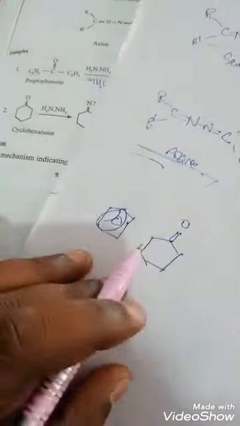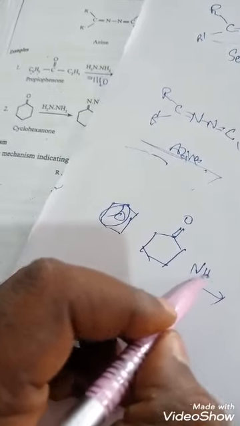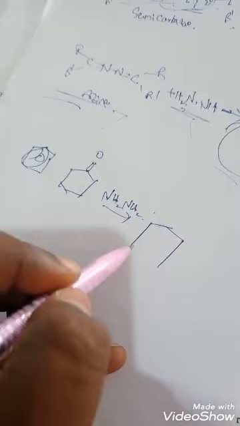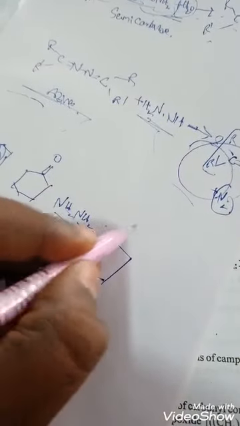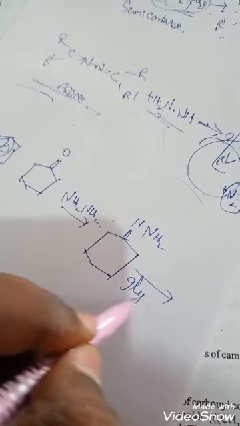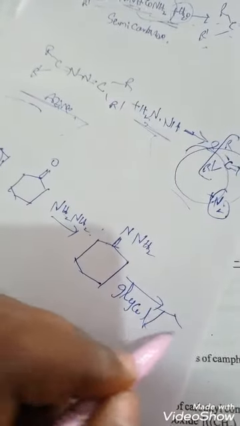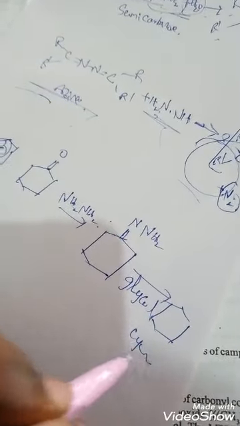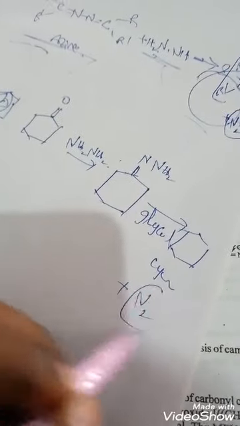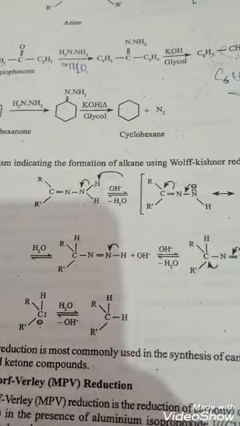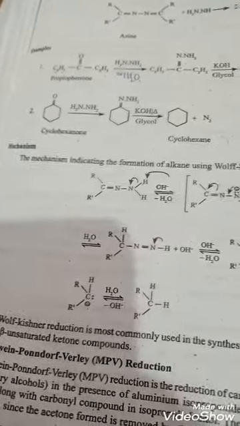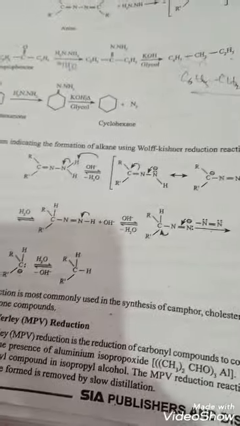Cyclohexanone in the presence of NH2 NH2, what happens? In the presence of glycol, cyclohexane is formed and the N2 molecule is released. So these are some examples. Mechanism. What should we show?